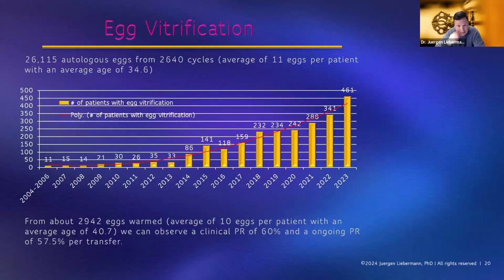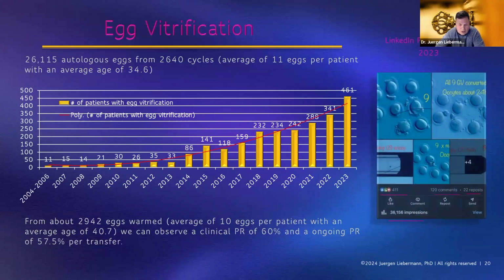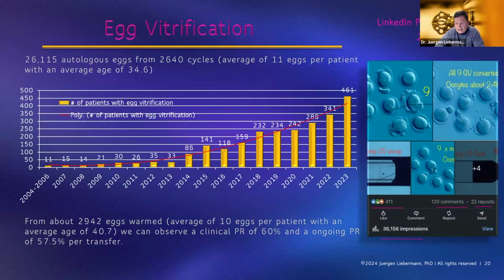And this is our in-house numbers that also shows you clearly that our freezing cycles in regards to oocytes goes up consistently every year. And also my post I posted last year in November, and the interest in this demonstrates how many people still are interested to improve these protocols.